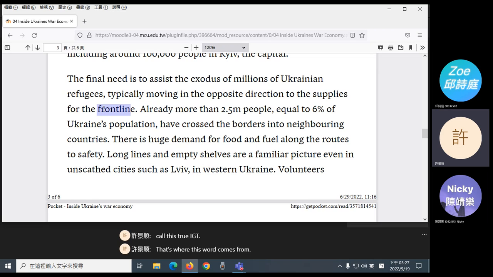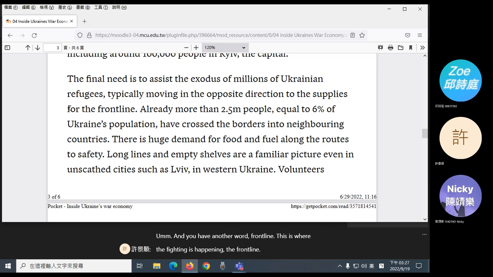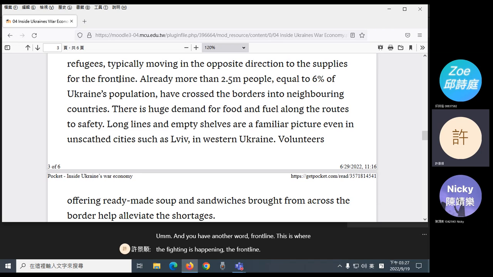And you have another word, front line. This is where the fighting is happening, the front line. Already, more than 2.5 million people, equal to 6% of Ukraine's population, have crossed the borders into neighboring countries. Can you imagine that? 6% of people have left. Every 19 people, one person has left.